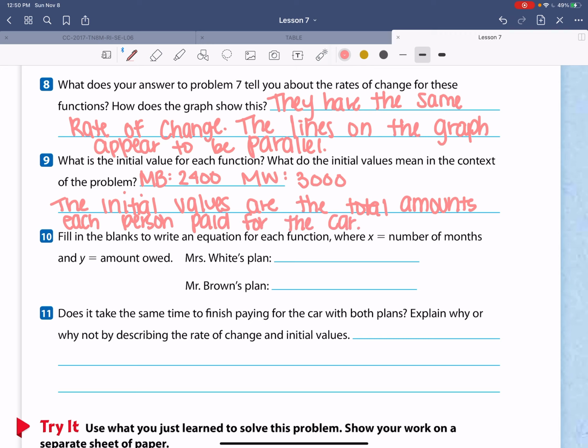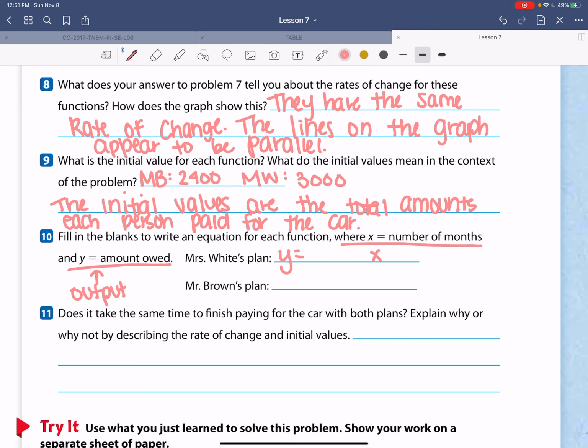Okay, and we'll move on to number 10. Fill in the blanks to write an equation for each function where x is the number of months and y is the amount owed. So Mrs. White's plan, where x is the number of months and y is the amount owed. Every month the amount owed is going to go down, so this must be our output, which y is always our output anyway. And to have a function, the output should be a function of the input. So the input is the number of months, which is our x.